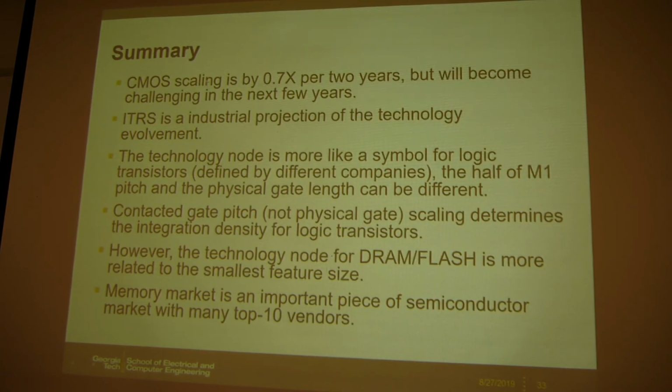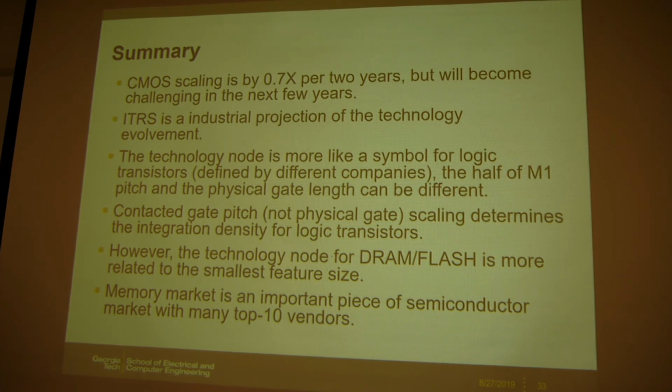So to summarize here, CMOS scaling shrinks the dimension by 0.7x, or let's say 0.5x in area, every 2 years. This will become more challenging in the next few years. The scaling is still there from generation to generation, but it may take a longer time, previously every 2 years, now maybe 3 or 4 years. But once you scale from one generation to another, you still achieve that density improvement by a factor of 2 due to the scaling of the pitch.